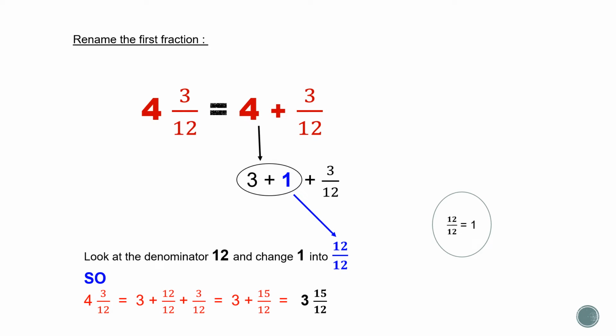This gives us 3 plus 15 over 12. 15 comes from adding 3 plus 12 in the numerators. Finally, we get 3 and 15 over 12. This is the renaming process.